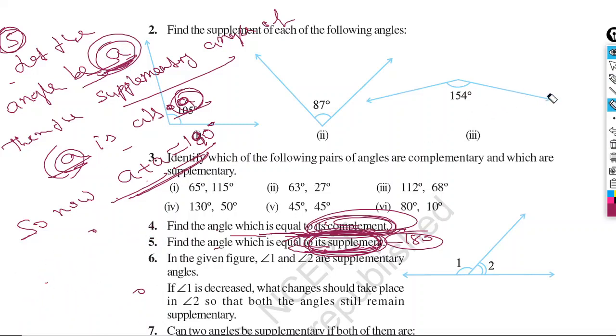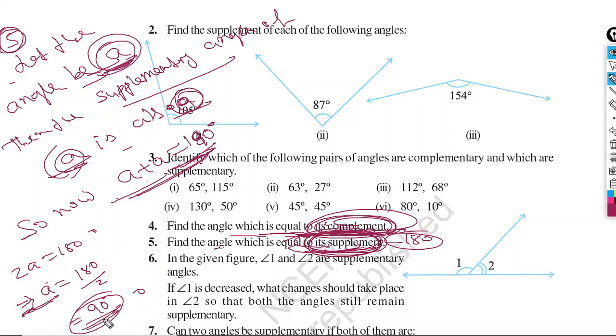Okay, now we'll solve it. So A plus A is 180 because they are supplementary, it is saying. Now 2A equal to 180 implies, or you can write, A equal to, now divide 2 on both sides, 180 by 2, which is equal to 90 degrees. Okay, so we got the value of A, that is 90 degrees.